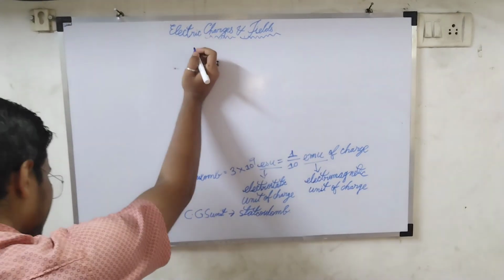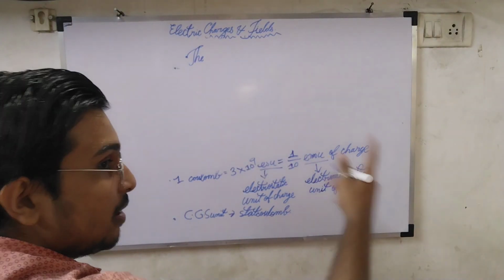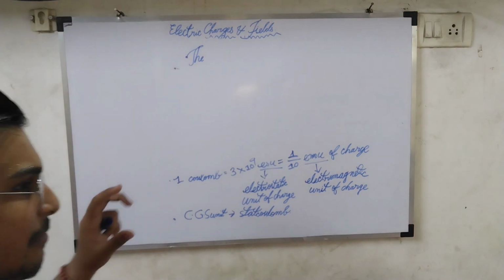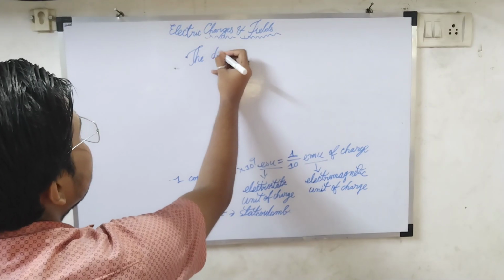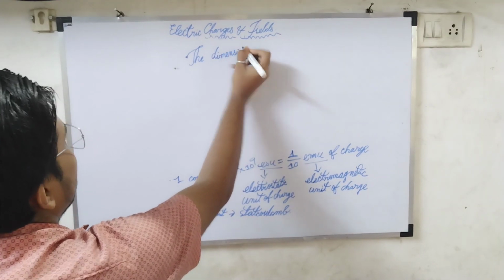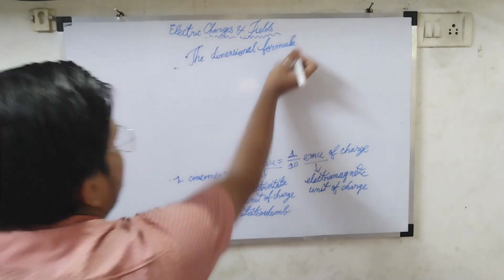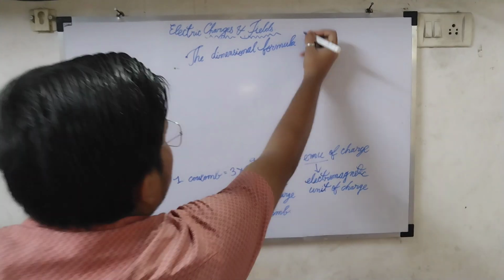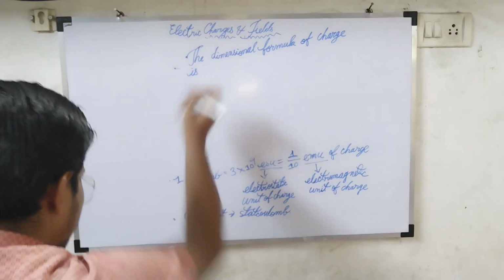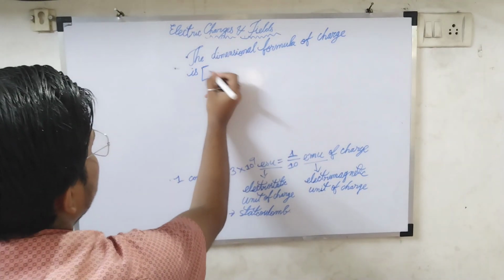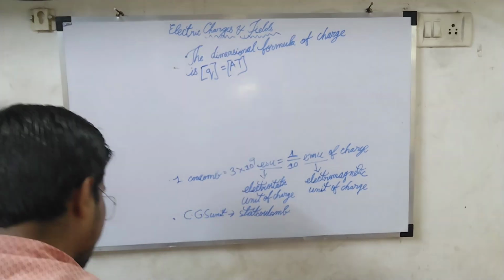Now, the dimensional formula of charge. Units and dimensions you also need to remember properly. For that I will give you a trick, but after this video, okay. The dimensional formula of charge is Q equals AT. Wow.